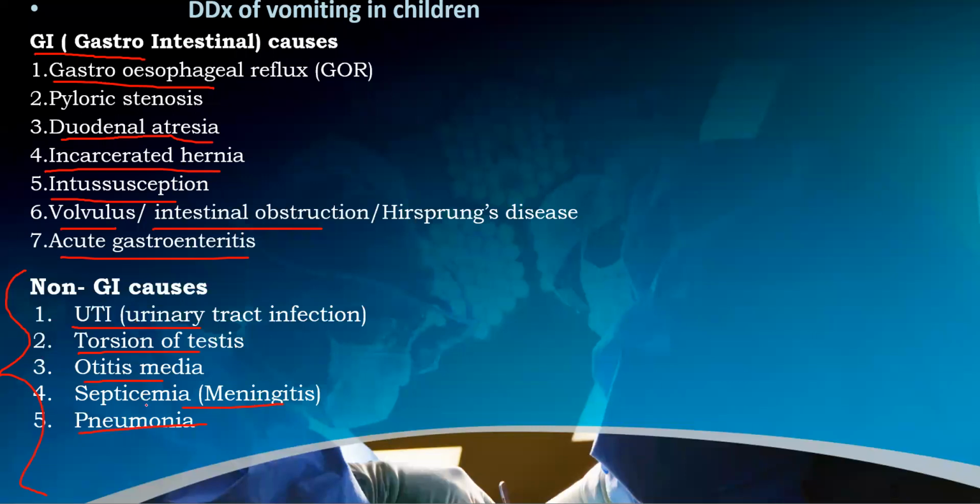Now, among these cases, what are the important cases for your exam? So reflux is important. Pyloric stenosis is very important. Duodenal atresia is important, comes in exam. Incarcerated hernia important. Intussusception important. Gastroenteritis important. UTI very, very important. Testicular torsion, a recent case, very important. So you can see that all are very, very important cases, and most of you might get one of these cases in your exam also.